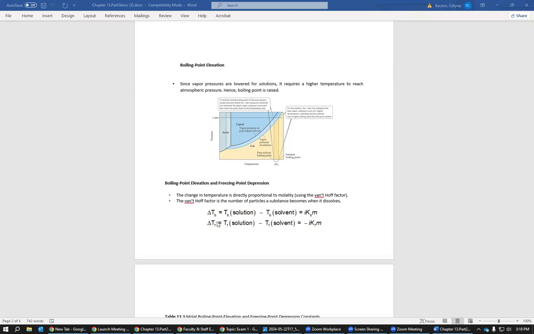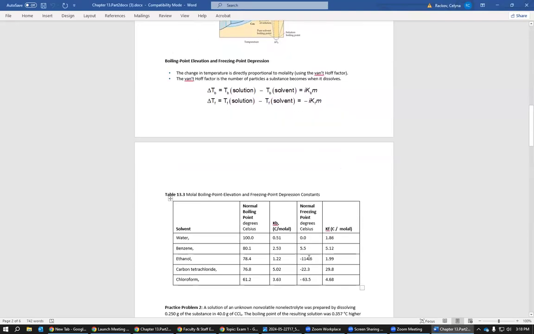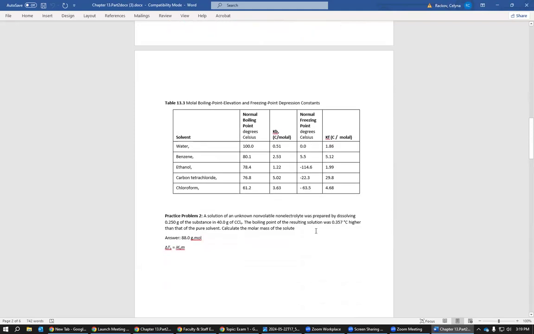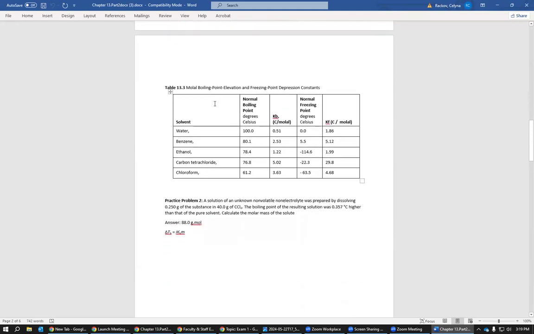And now delta TF, F for freezing point. So the freezing point of the solution minus the freezing point of the solvent is equal to minus i, the freezing point constant, times molality. Okay, so you have here the molal boiling point elevation and the freezing point depression constants. For each solvent, you have a different value of Kb and Kf, right?